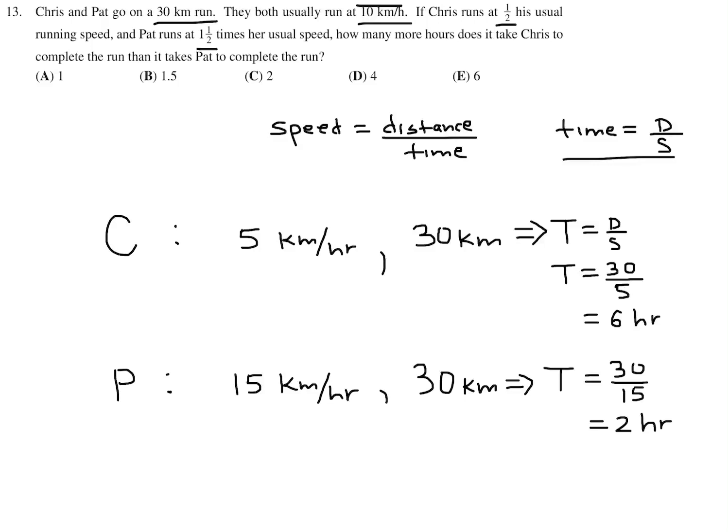2 hours. So they want you to figure out how many more hours does it take Chris to complete the run than Pat. Takes Chris 6 hours, takes Pat 2 hours, so 6 minus 2, which is 4, is how many more hours it takes Chris to complete the run. So number 13, the answer is D.